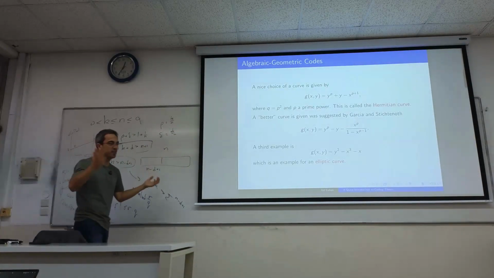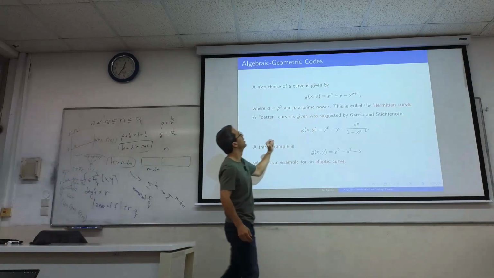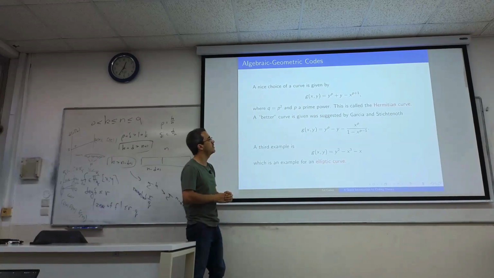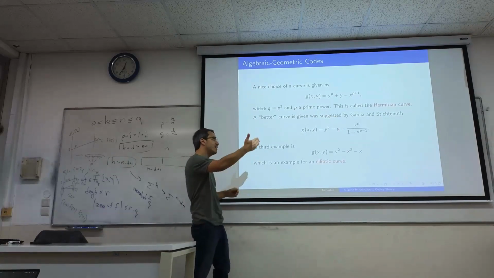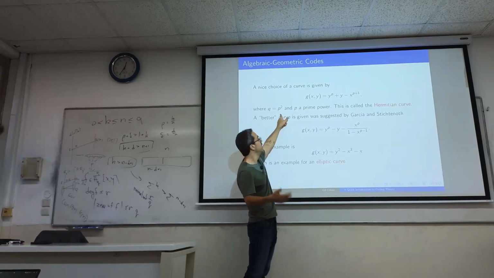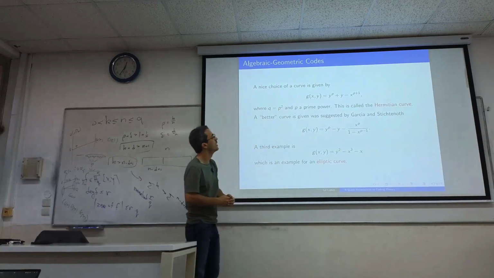So just for example, so that you'll have something in mind, this is a very nice curve. It's called the Hermitian curve. So what's going on here is that let's say that Q is an even prime power, namely Q can be written as P squared for a prime or a prime power P, but as long as it's an even prime power.